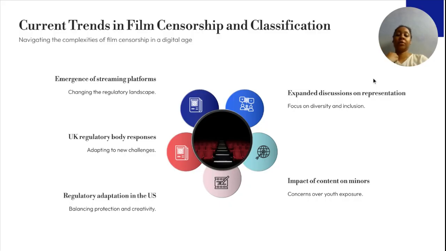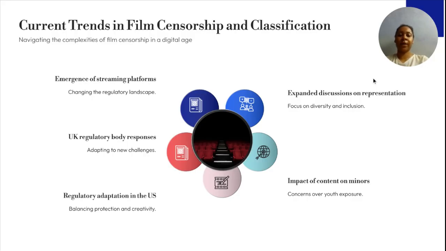And the regulatory adaptation in the US is about balancing the protection of audiences from certain kinds of content with the creativity element. So you have to balance both, because all you need to do is protect the audience from the harm of that content.